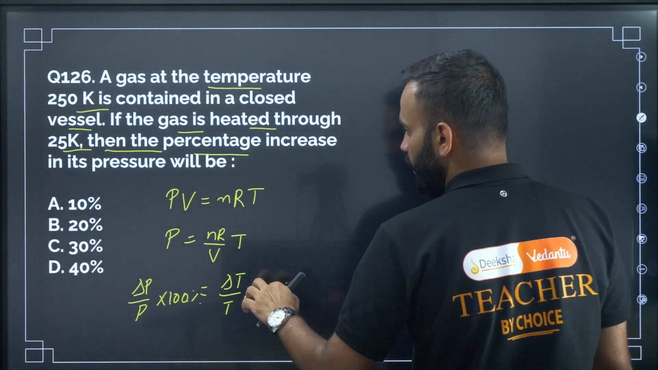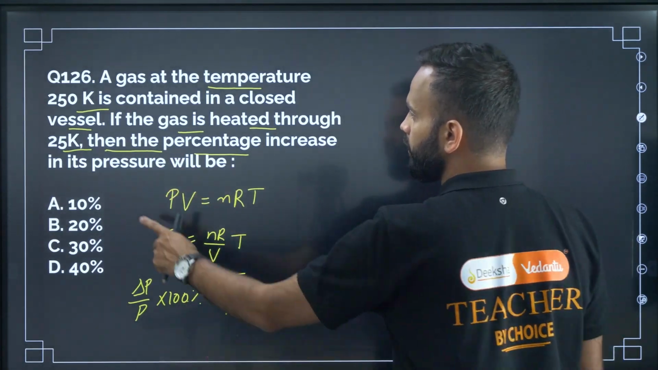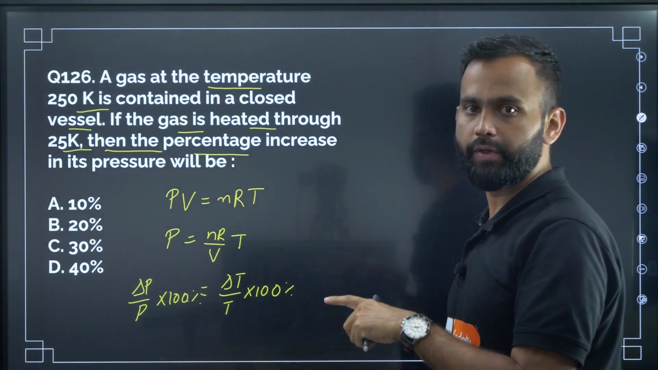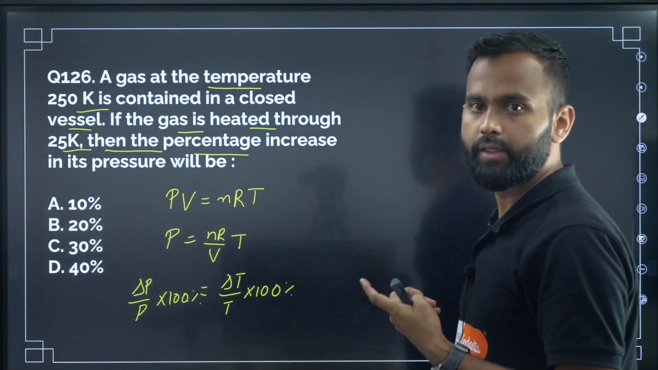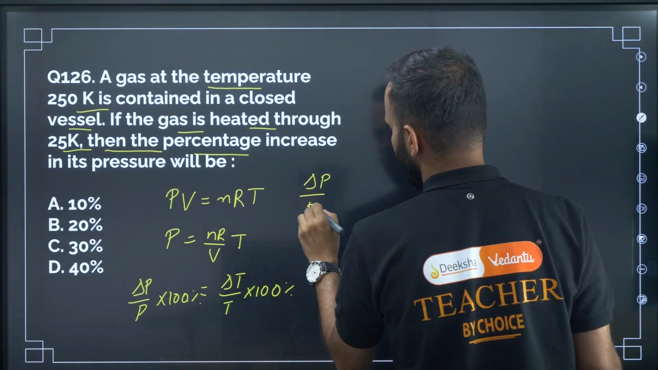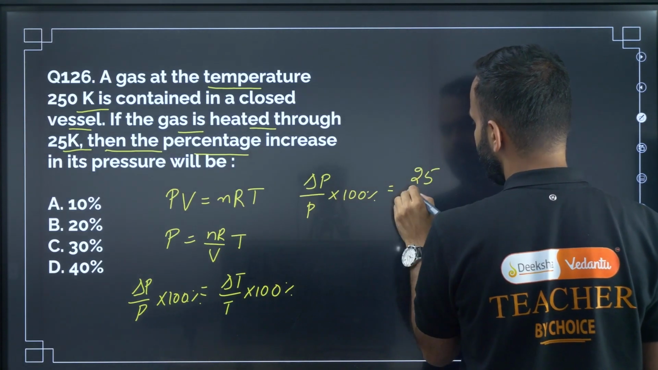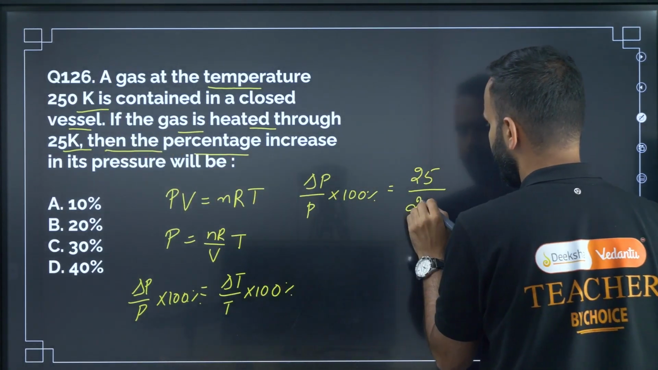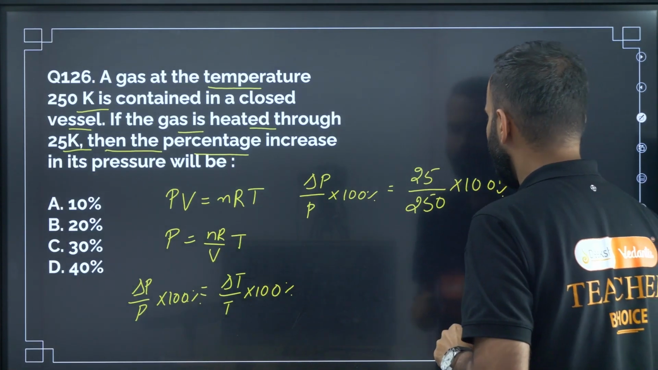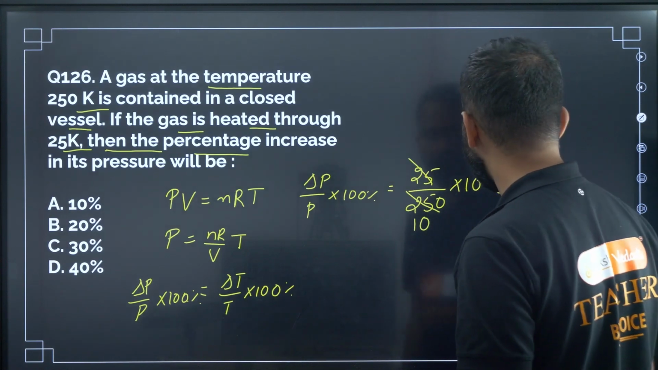Now what is the change in temperature? The change in temperature is 25 Kelvin. Here the gas is heated through 25 Kelvin, that is 275 minus 250, which is 25. So ΔP/P × 100% equals 25 divided by T, where T is 250, into 100%.